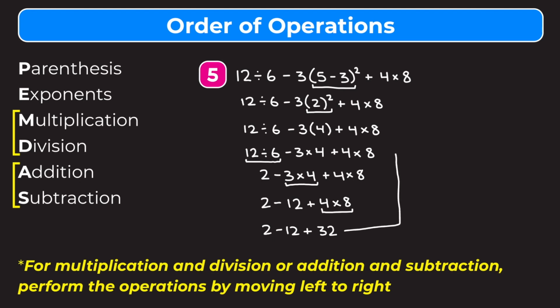And then let's bring this over here so that we have a little bit more space. So I'll rewrite it, 2 minus 12 plus 32. And we're going to go left to right with the subtraction and the addition. So we're going to get some negatives here. So 2 minus 12 is going to give us negative 10 plus 32. And remember, negative 10 plus 32 is the same as 32 minus 10, if you want to think about it that way. 32 minus 10 is going to give us 22 as our final answer.